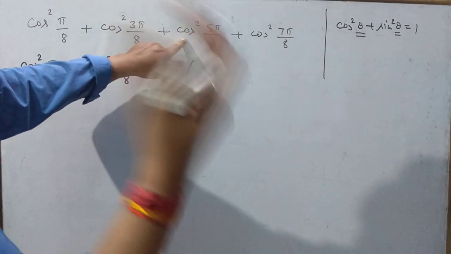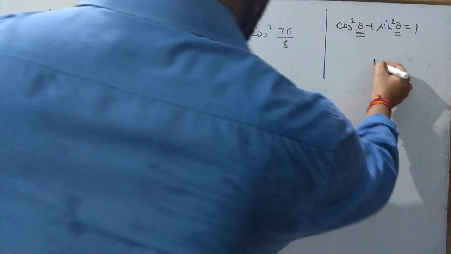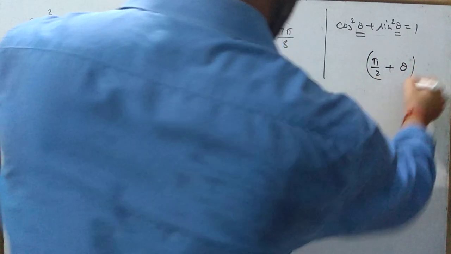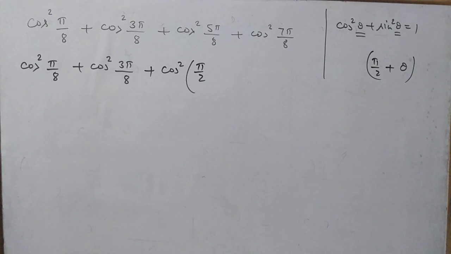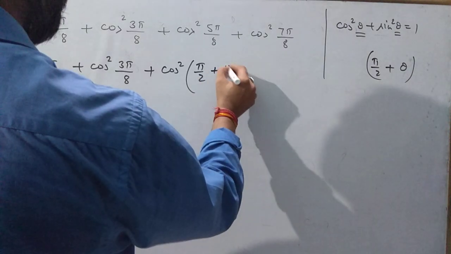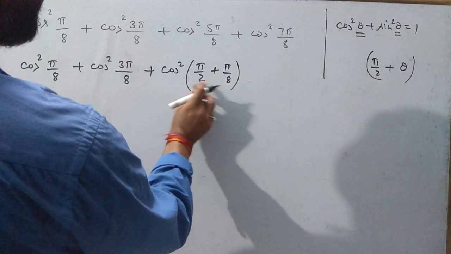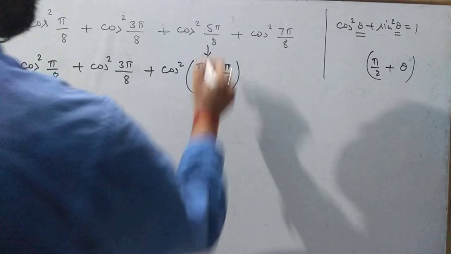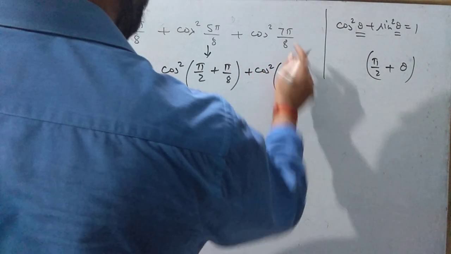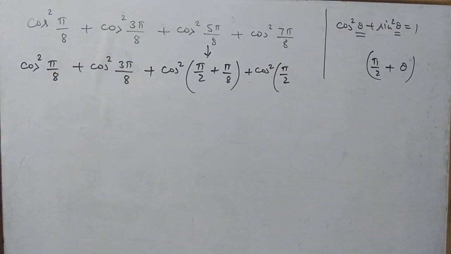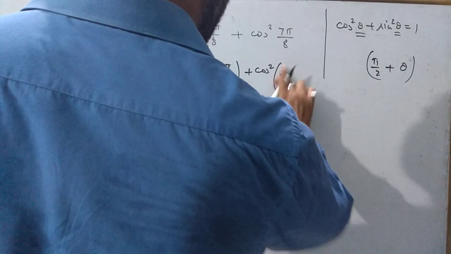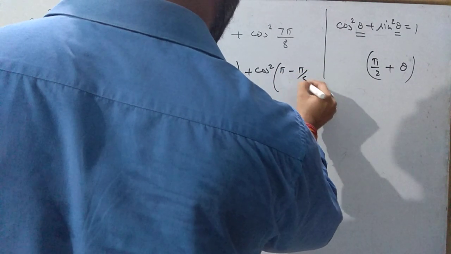And how to generate sine from cos? Like pi by 2 minus something or plus something. We can break down in this manner. This 3 pi by 8 can be written as pi by 2 minus pi by 8. So when we take LCM it's 8, so 4 and pi. Again, 7 pi by 8 can be written in this manner also: pi minus pi by 8 gives 7 pi by 8.